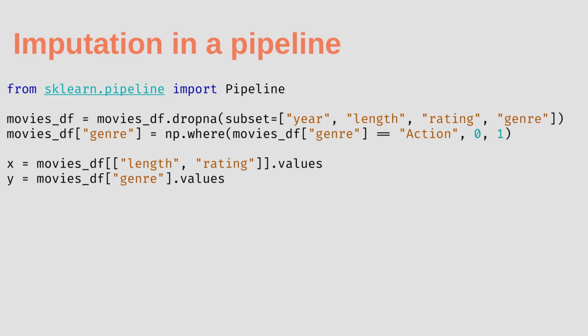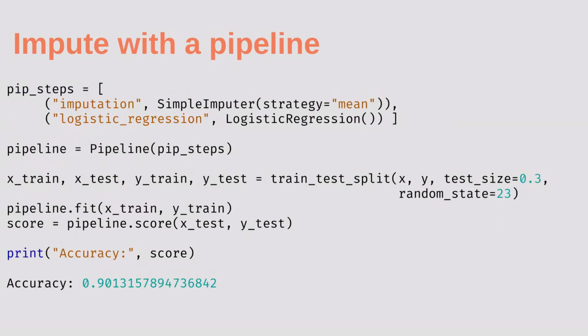Finally, we separate our explanatory and response variables into x and y, which we'll be using for modeling. To build a pipeline, we start by creating a list of steps. Each step is a pair. First, the name of the step as a string, in this case imputation and logistic_regression, and the second is the actual transformer or the model we will be using, which are simple imputer and logistic regression function respectively. We pass this list into the pipeline class to create our pipeline object.